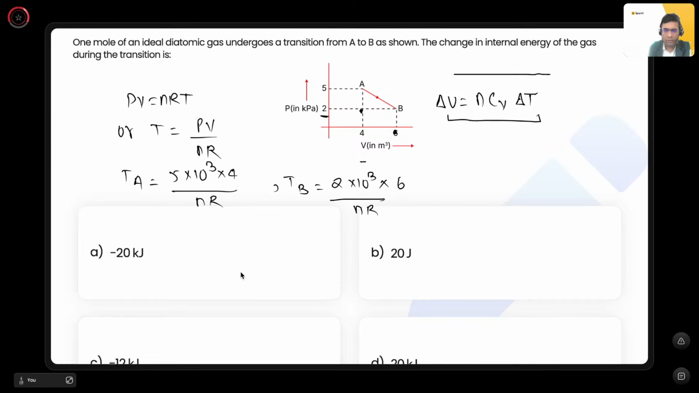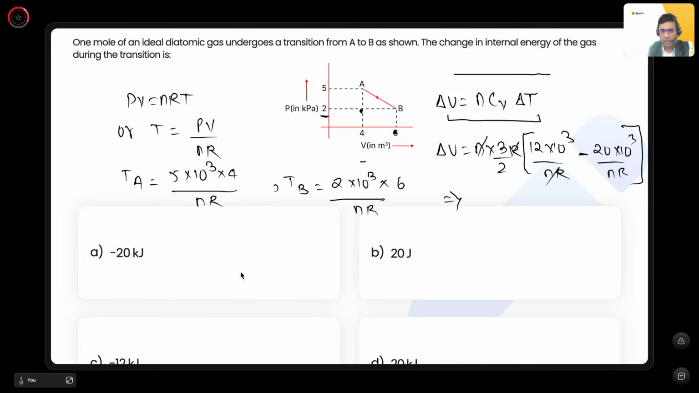So we put the values over here. For the change, we have to find final minus initial, or TB minus TA. So delta U will be n into 3 by 2 R into 12 into 10 to the power 3 upon nR minus 20 into 10 to the power 3 upon nR.